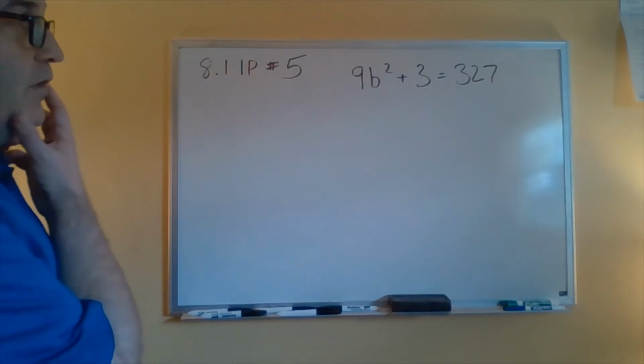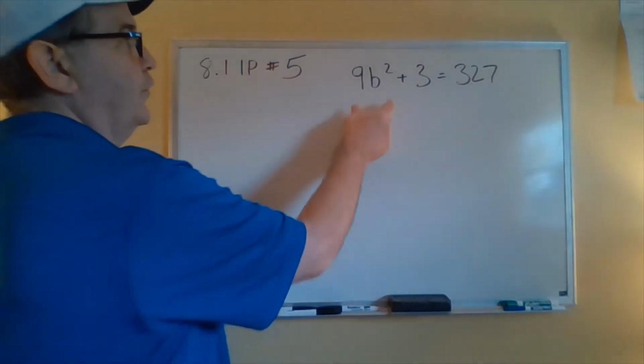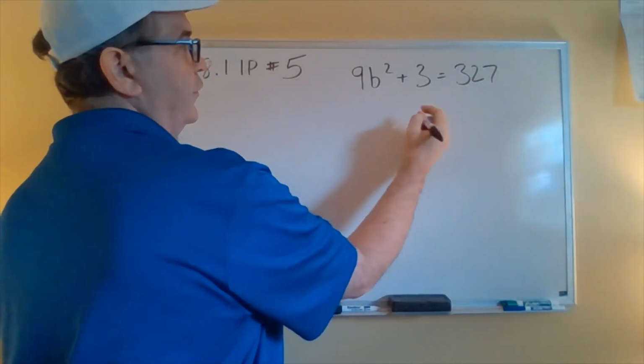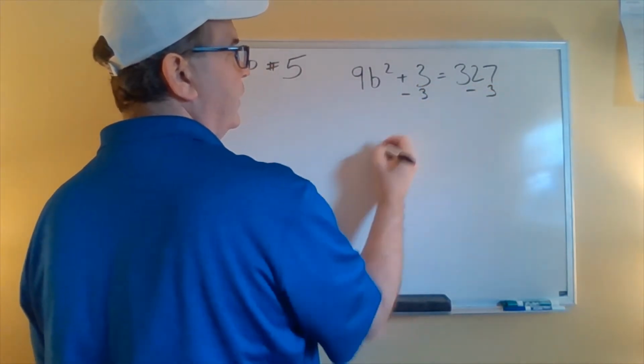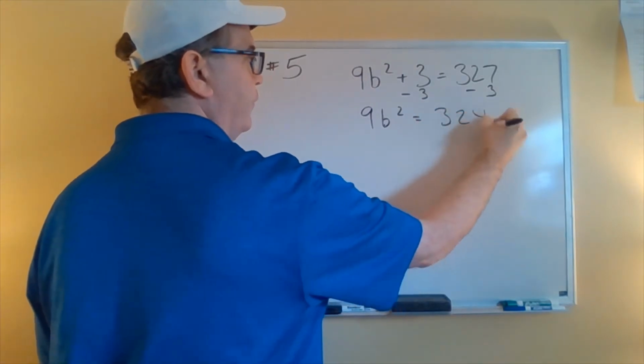And number 5, we have 9b squared plus 3 equals 327. Looking for squared component equals a number. My squared component is going to be b squared. So to get b squared by itself, I'm going to start by subtracting 3 from each side. I'll end up with 9b squared equals 324.